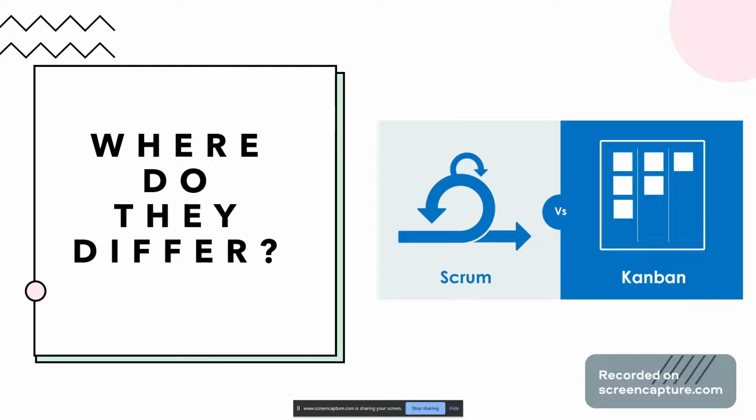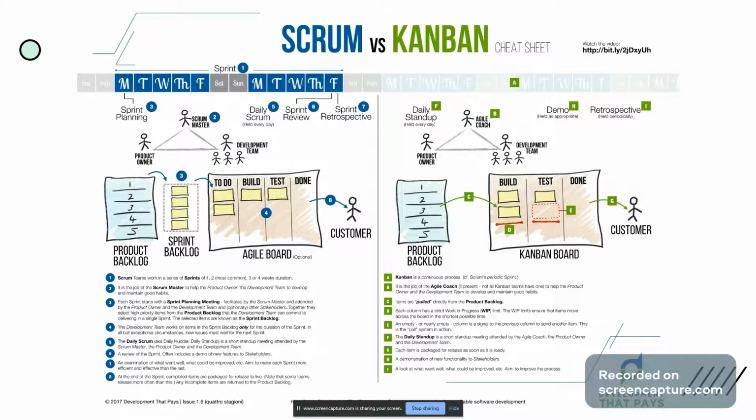So now we can get into where they actually differ. This is my favorite image that I use to explain to people. I've done discussions based off of the differences and where they can go. So if you look here, right, on the left you've got your Scrum. On your right, you've got your Kanban. This is a little cheat sheet.